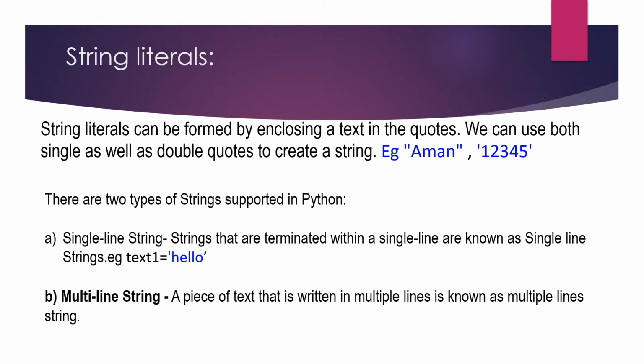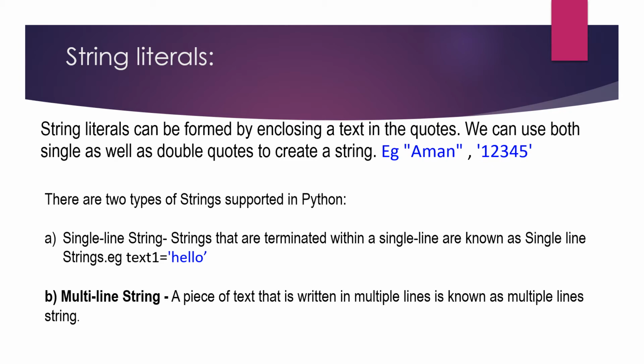Next is string literals. String literals can be formed by enclosing text in quotes. We can use both single as well as double quotes to create a string. For example, a name in double quotes and 1, 2, 3, 4 in single quotes. Both are string literals. There are two types of strings supported in Python. One is the single line string, which means strings that are terminated within a single line. Example, text1 is equal to hello. This is a single line string.